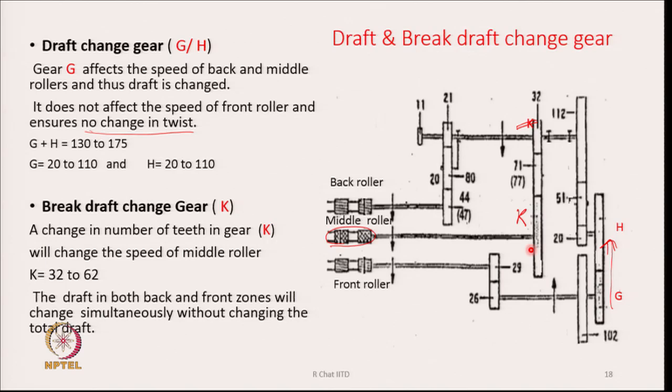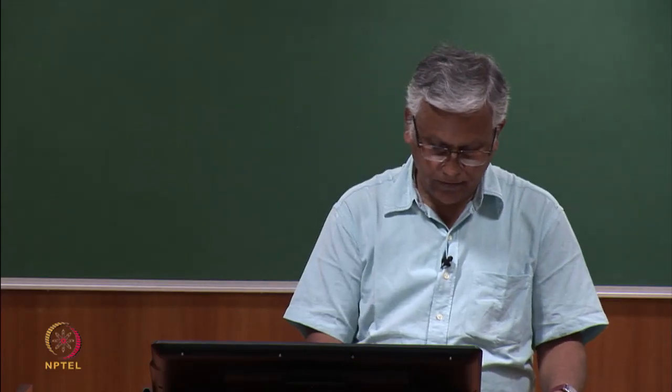The value of K may vary between 32 to 62. The draft in both back and front zone will change simultaneously, and therefore there is no change in the total draft. So, that is how the role is played by the gear K in this case. So, it changes the distribution of draft in the two zones.